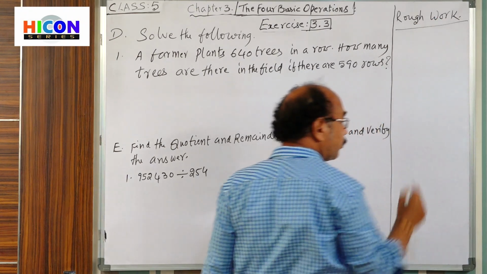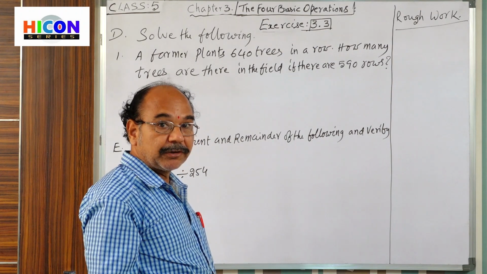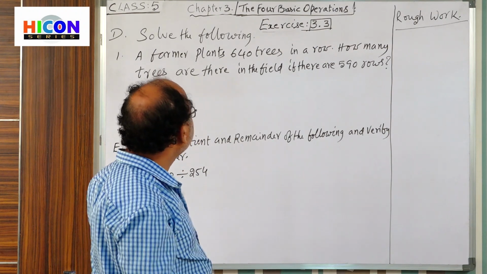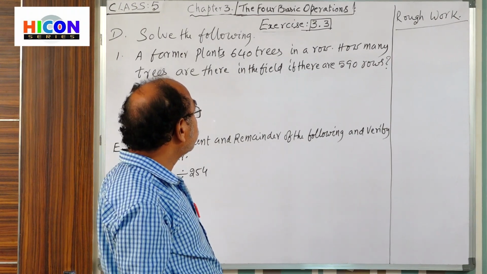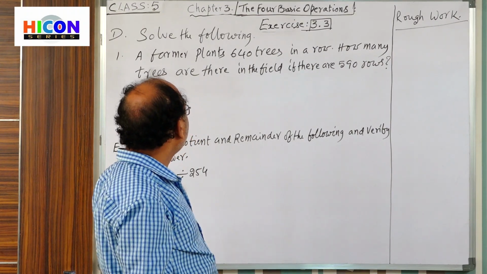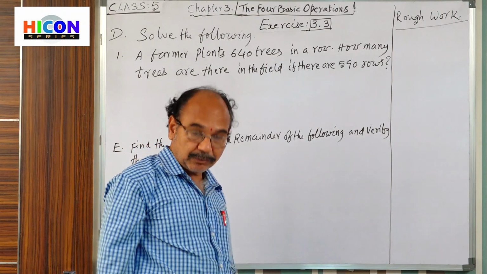While doing problems, we get some rough part. There you can do the rough part. See, children, here, what is the first step? In the first step, a farmer plants 640 trees in a row.